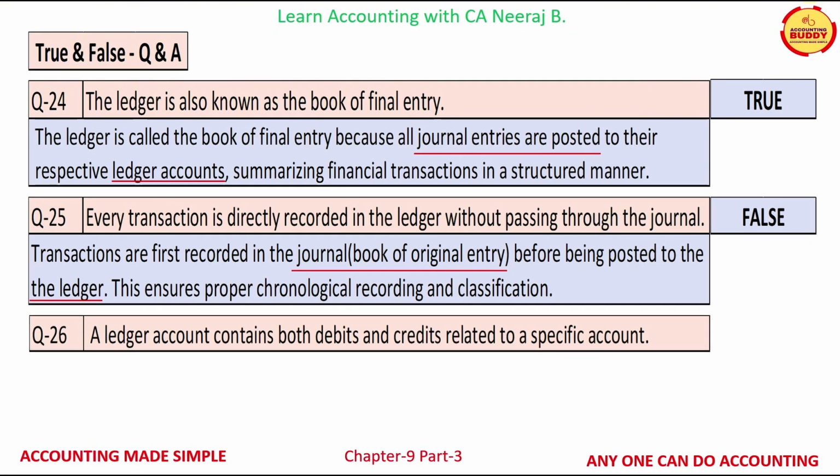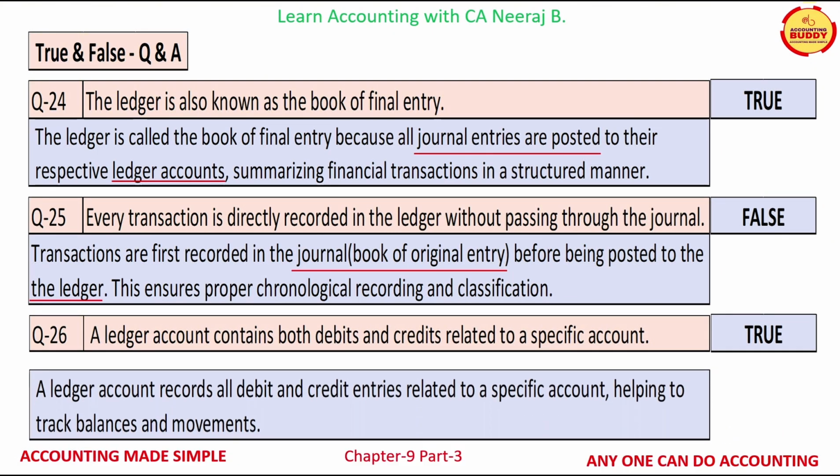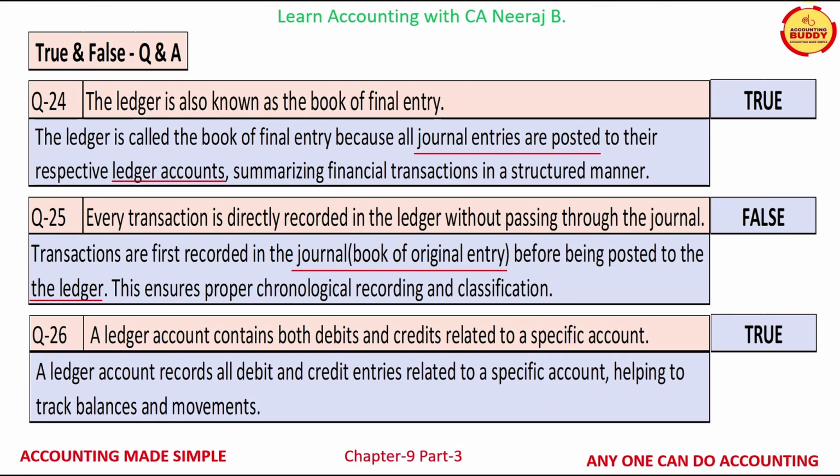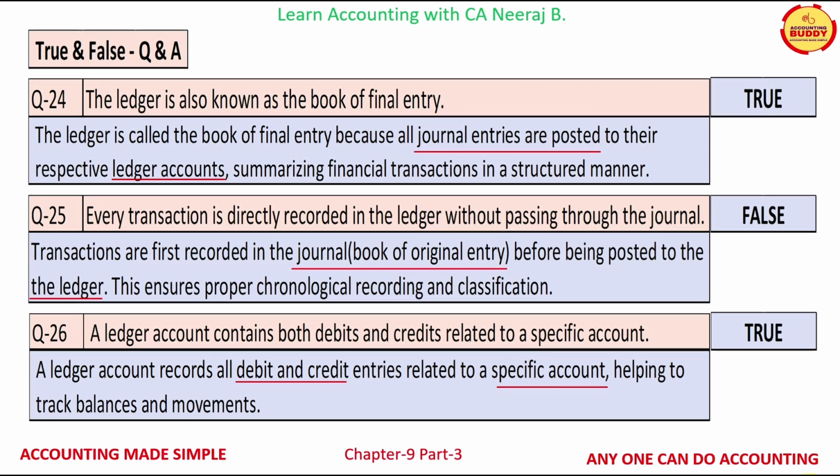Question number 26 is a ledger account contains both debits and credits related to a specific account. This is a true statement. A ledger account records all debits and credit entries related to a specific account, helping to track balances and movement.